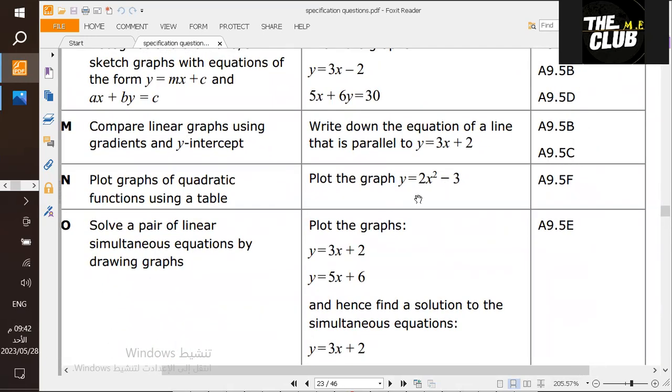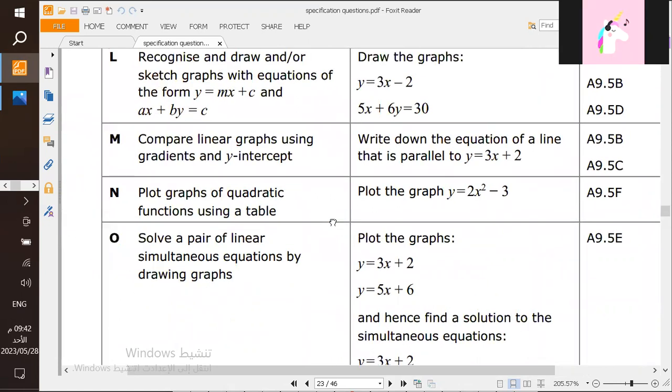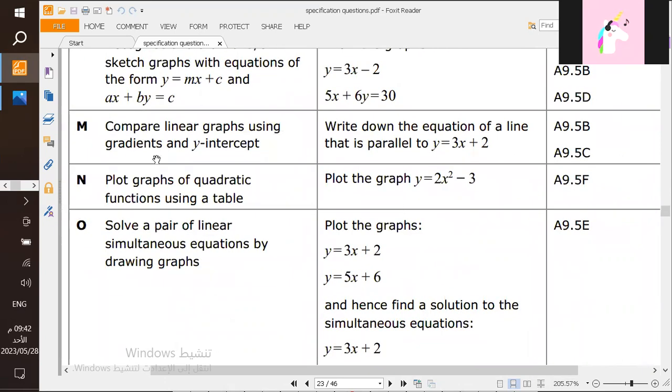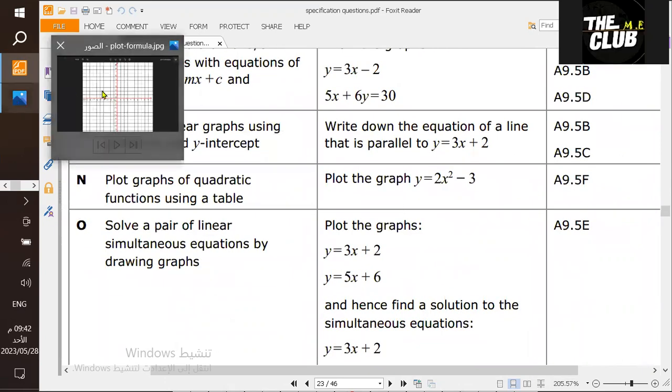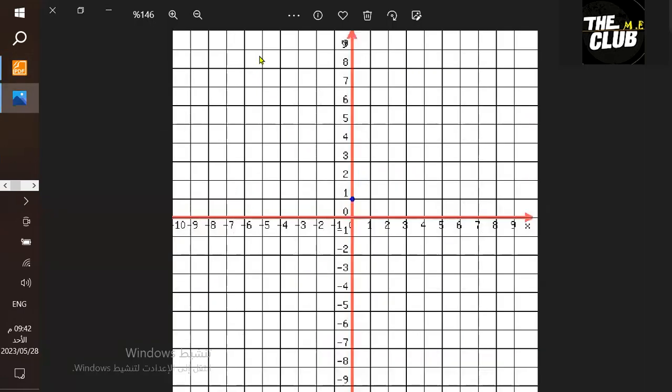Plotting this. This one is a curve. This is a quadratic function. Isn't it that they give you the chart, that box? Yes. You put 0, you put 1. You're supposed to do the chart, the table thing, and then plot the points.